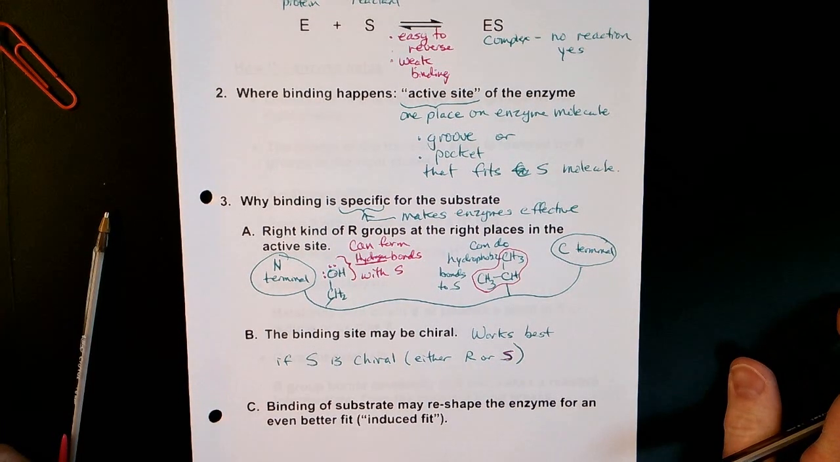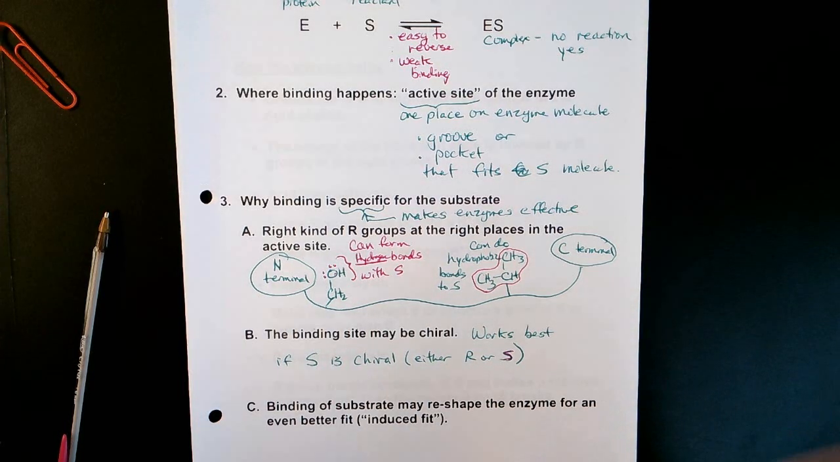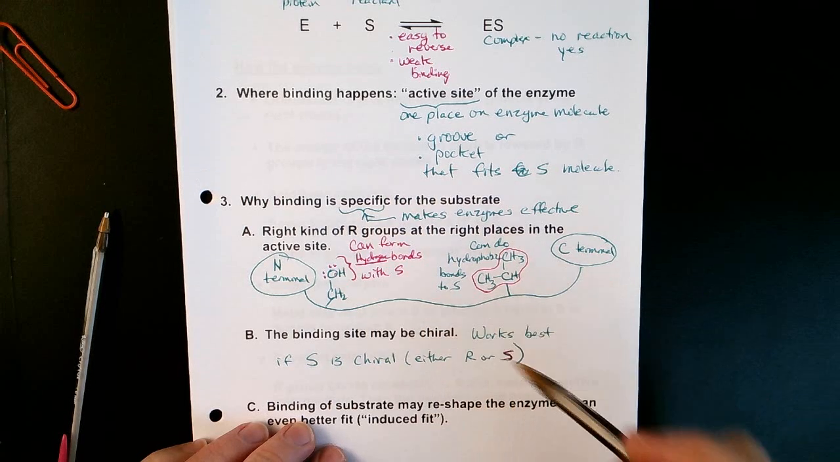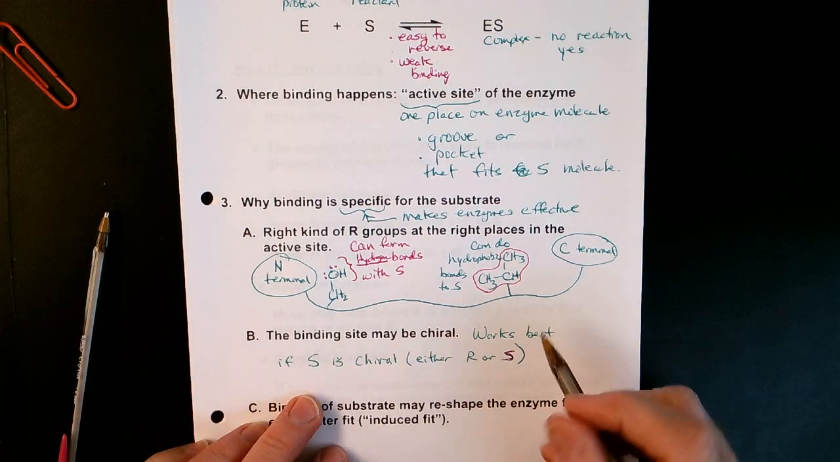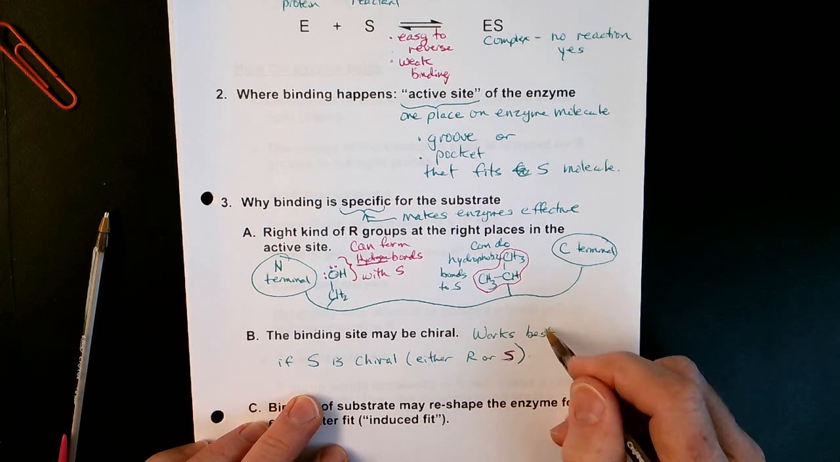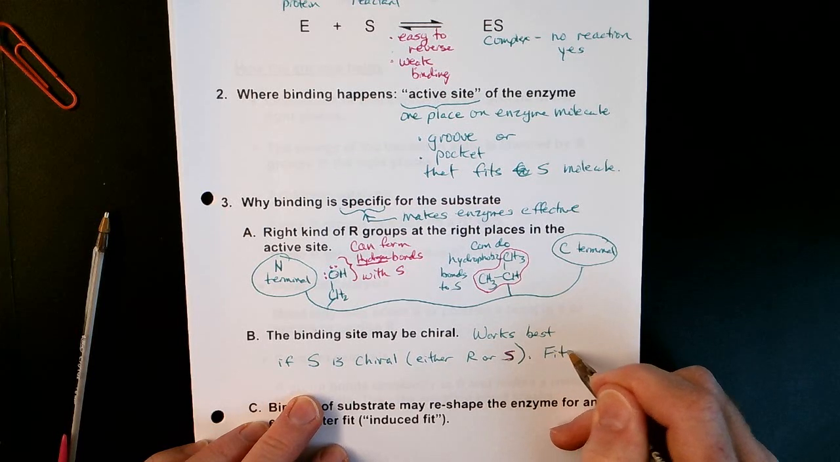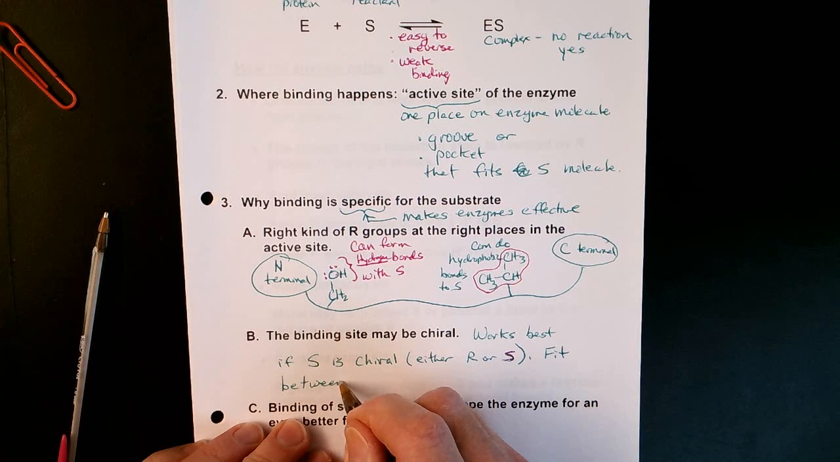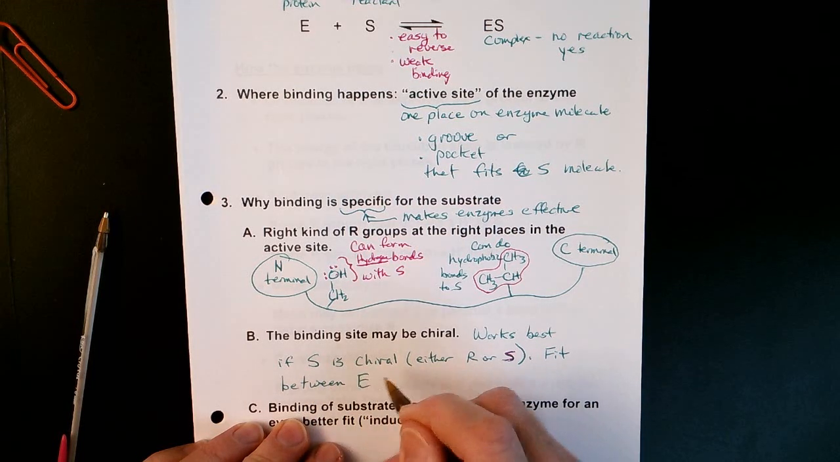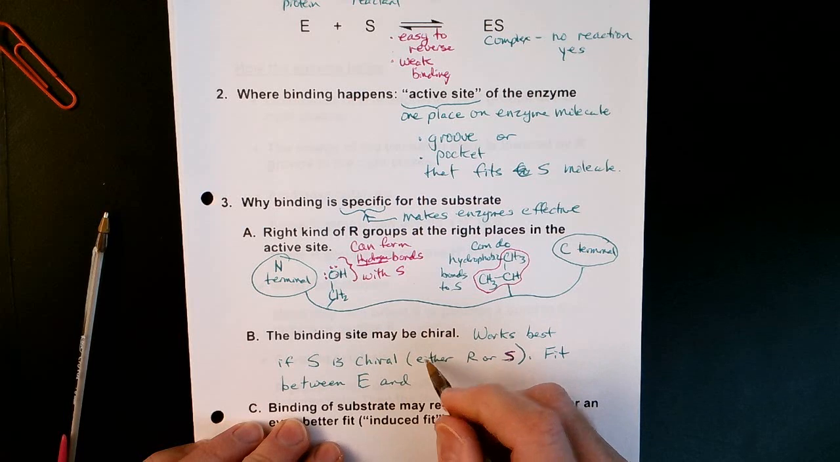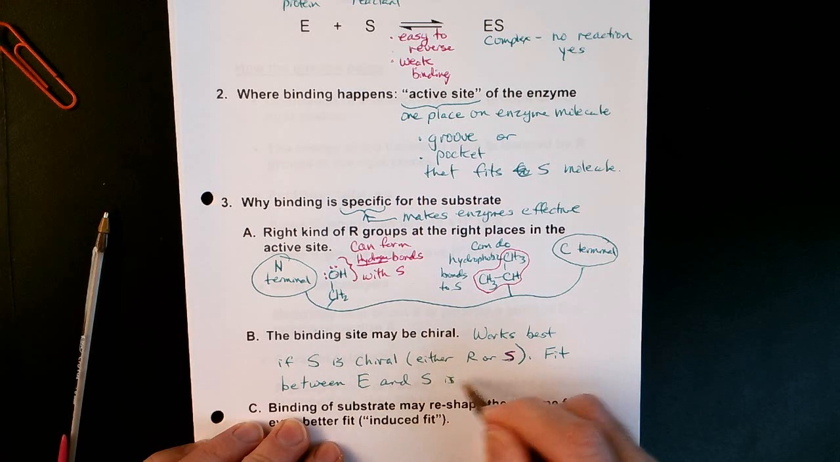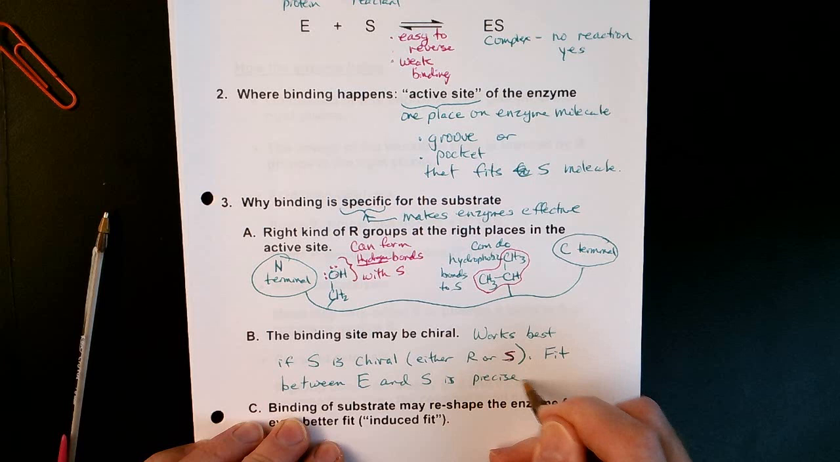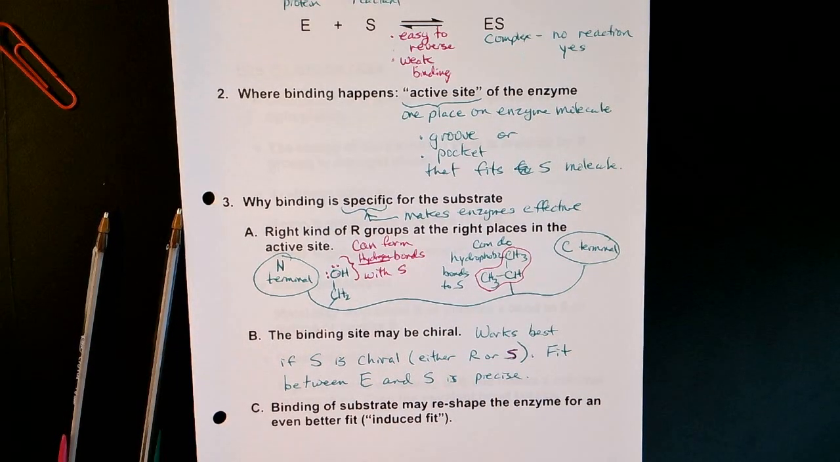Sorry, S means two different things, doesn't it? In organic it means not R, and in biochem it means the substrate. So it works best if your substrate is chiral. If that's the case, you're looking at a fit that's extremely good. And the fit we care about is the fit between the enzyme and the substrate. There are some enzymes that will discriminate between the R and the S enantiomer.